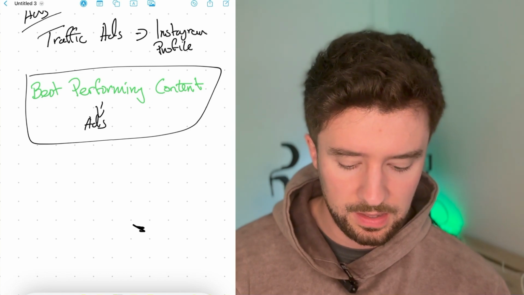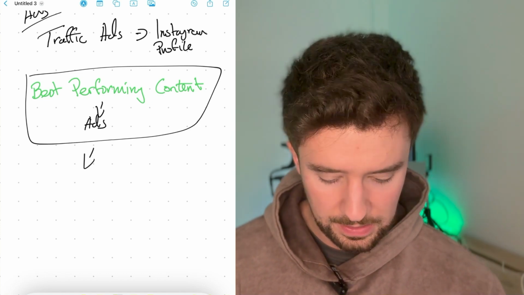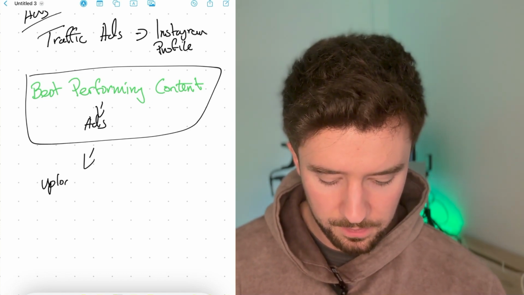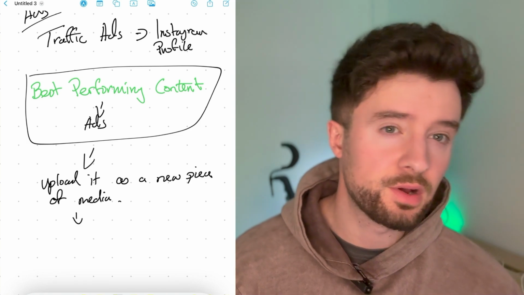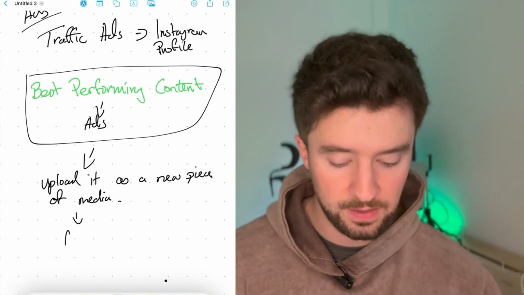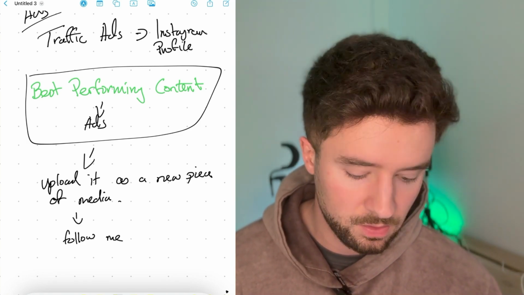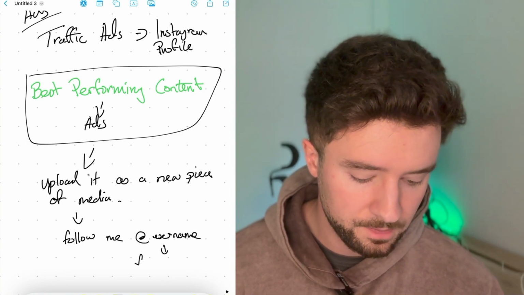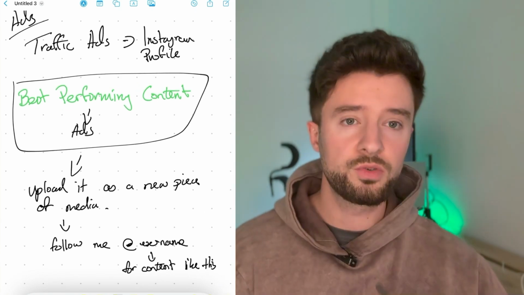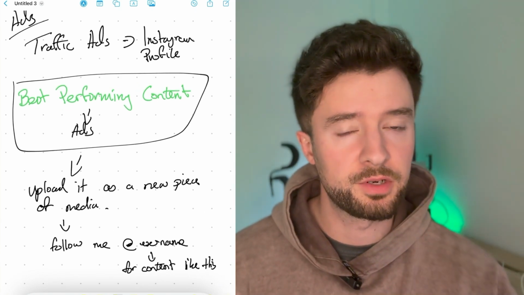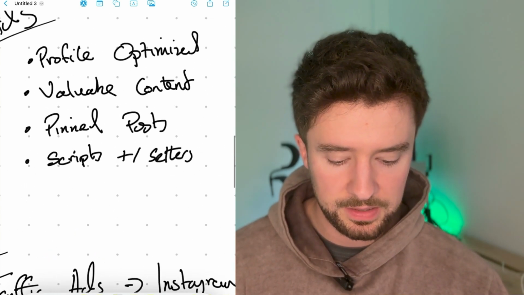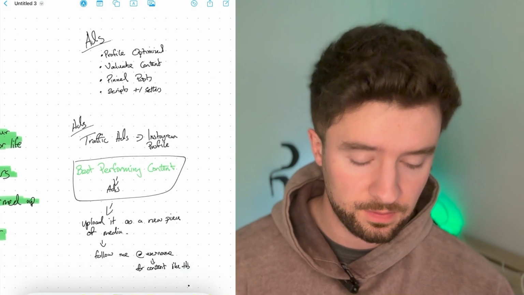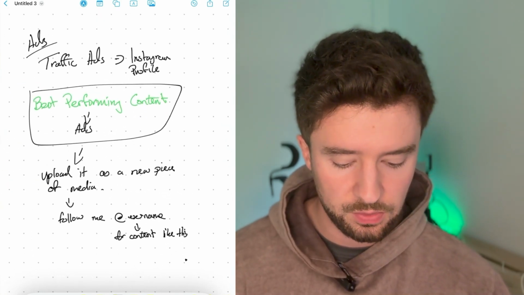So the way to do it is take your best performing content and upload it as a new piece of media, which will then allow you to edit the caption. So you can edit that to say things like follow me, or follow at your username for content like this. Okay, two ways. They're both going to be traffic campaigns. They're both going to end up on your profile. You want to have an optimized profile to make sure that you have everything in place that you need, so that when people do go there, there's a good chance of them turning into a follower.